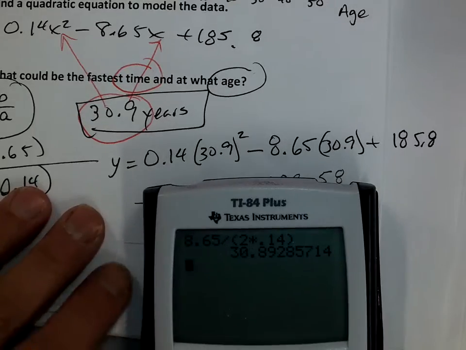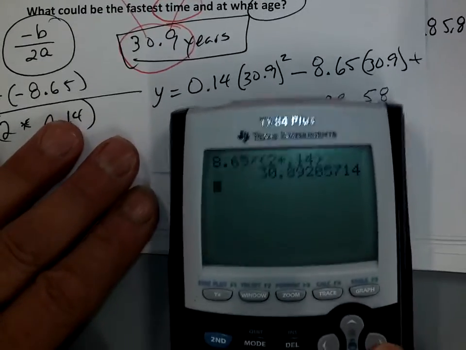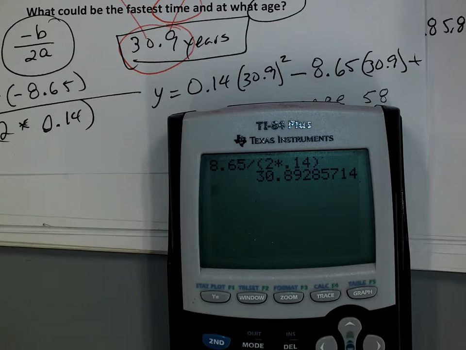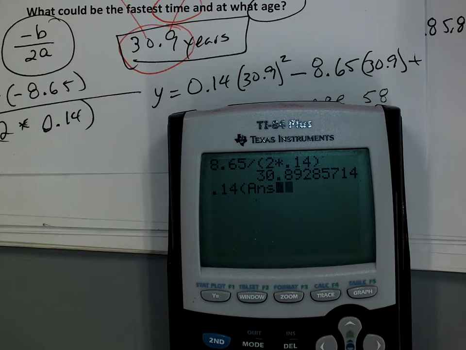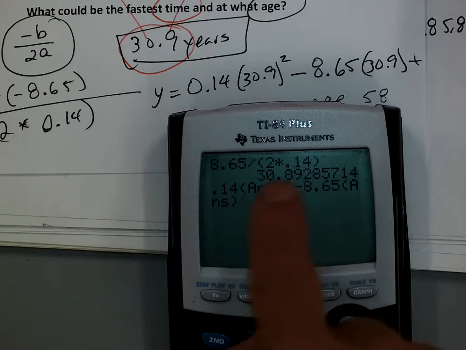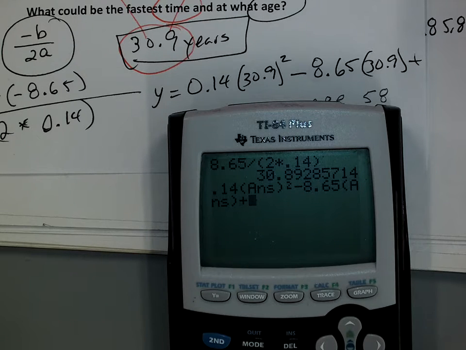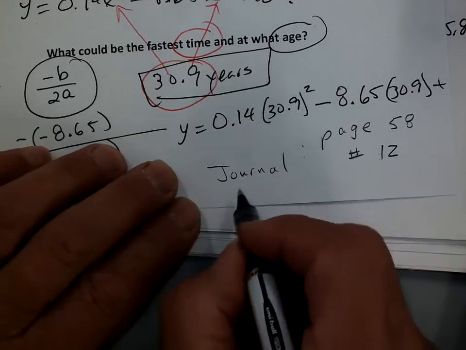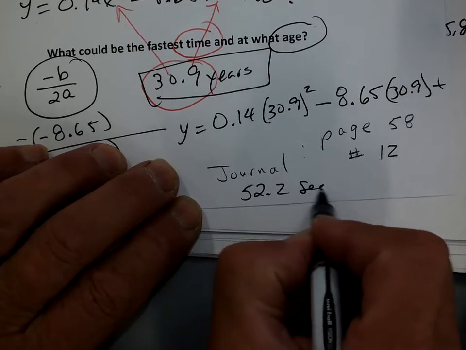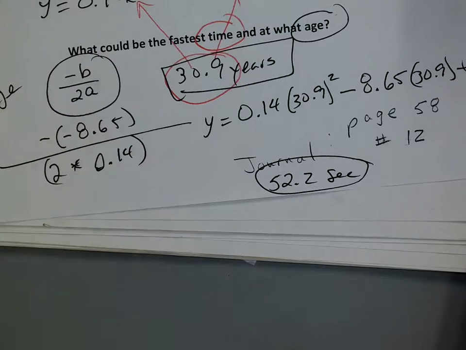I like the answer button on my calculator. I think you guys are going to see this in a second. Let me slide this way up so you can see what I'm going to do. So I'm going to go, I've already got that as my last answer. So I'm going to go 0.14 parentheses answer. I like that answer button, so I don't have to retype that, right? Squared minus 8.65 times my answer, so I don't have to retype that, and then finally plus my 185.8. I get an answer of about 52, about a 52.2, which is not a bad time. Seconds. All right, so there it is.